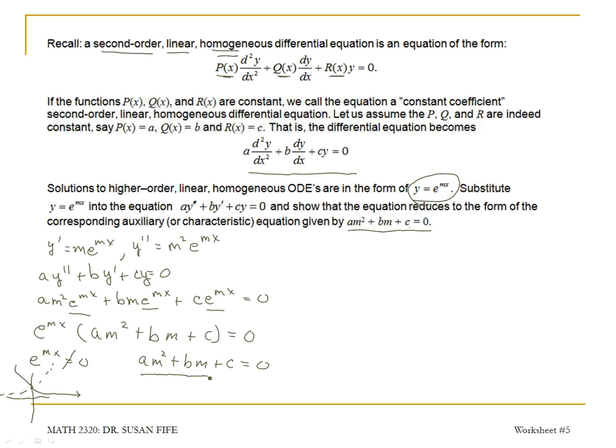And so if we have any solutions to the differential equation, they have to be solutions to am squared plus bm plus c equals 0. That's called your characteristic equation.